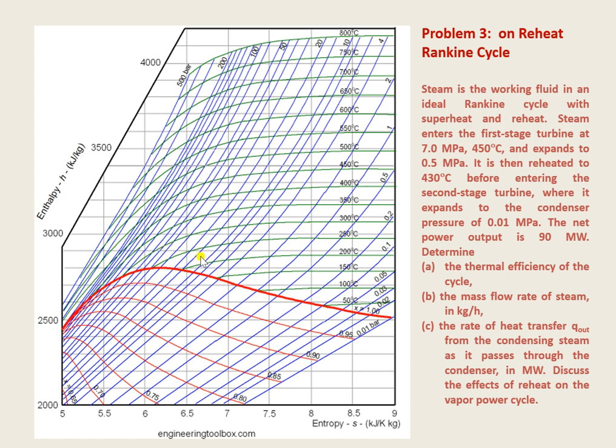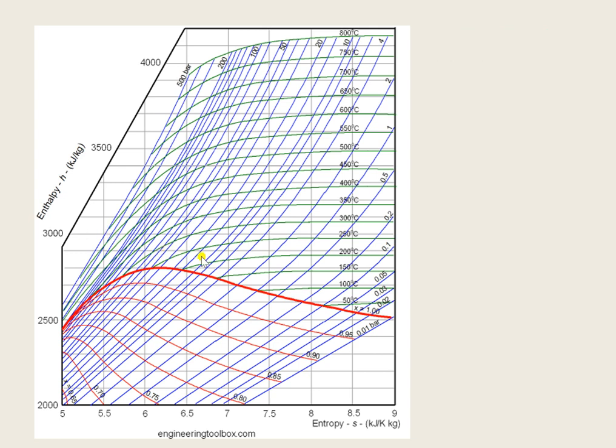Now we will see state 1. State 1 is 70 bar, 450 degrees Celsius. The 70 bar line is not there. You have the 50 bar line and the 100 bar line. In between, you can assume a line here, it is the 70 bar line, and the point of intersection of the 70 bar line and the 450 degrees Celsius temperature line is state 1. So this is state 1. You can read the enthalpy as 3290 kilojoules per kg.